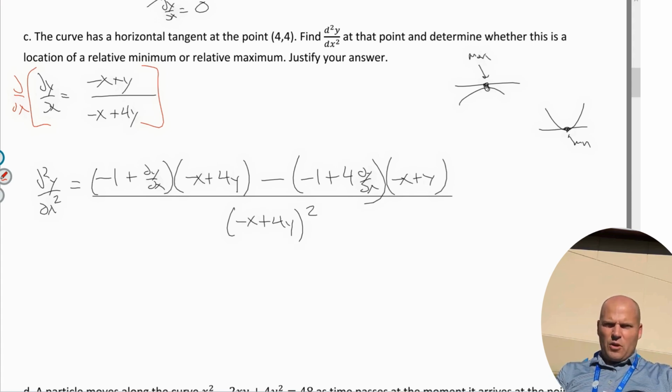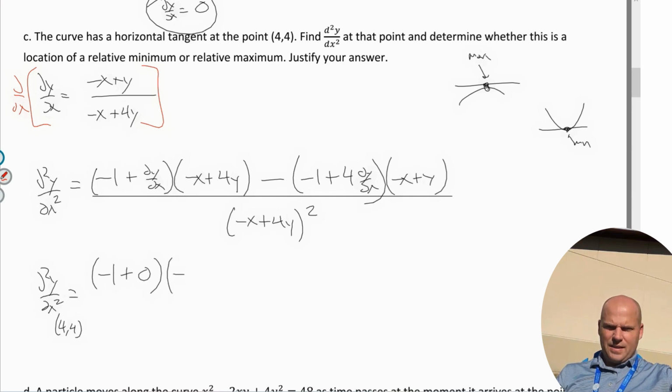Don't forget, you've already plugged in 4, 4 into the derivative. We did that on the previous part. We got that the slope is 0. So whenever we see dy dx, we know what it's equal to. It's equal to 0. We are plugging in 4, 4 everywhere. That's nice that we don't have to worry about what goes where. Everything's going to be replaced by a 4.